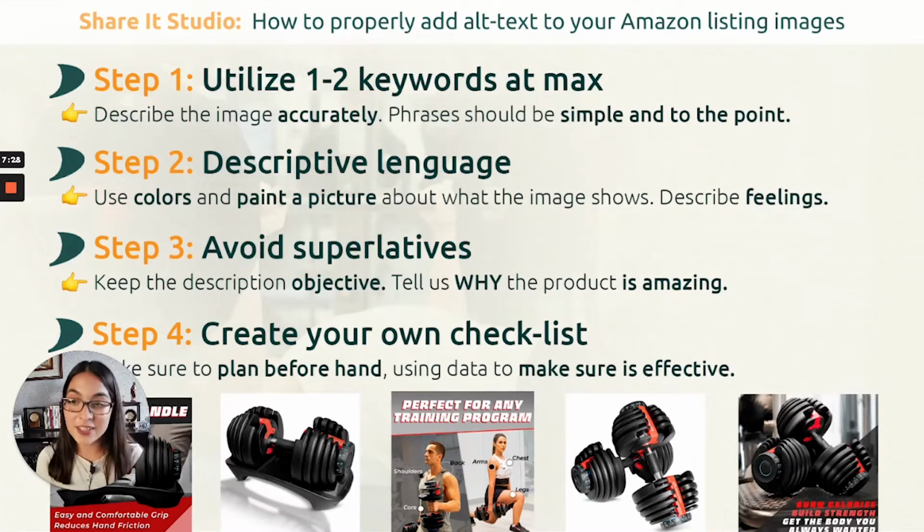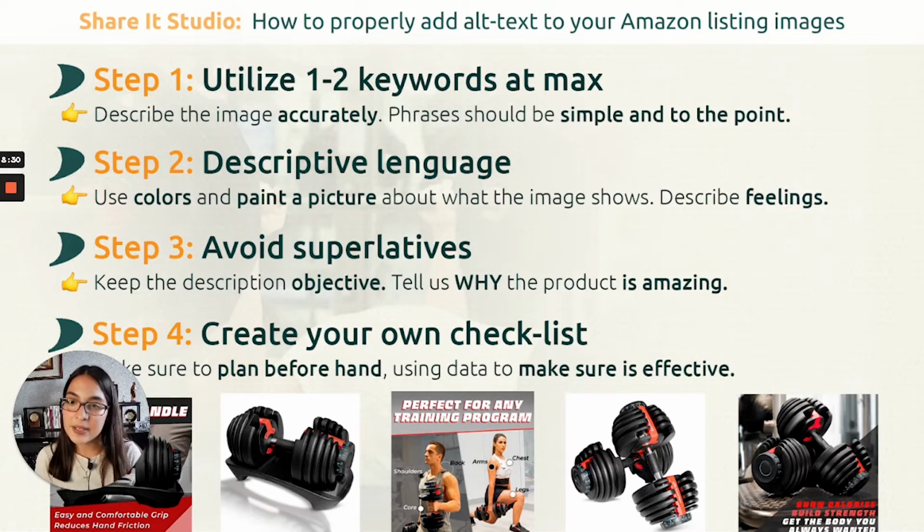So what you see on the screen here is a little bit of a Share Studio formula for you to create a good alt text, an effective alt text that is able to complement all your images and all the information that you give on your Amazon listing and improve your performance. The first step is to utilize one or two keywords at max. You don't have to go crazy for the keywords. This gives you the opportunity to describe the image accurately, go to the point, and give the search engine more information about why your product is unique and why it's the best option out there.